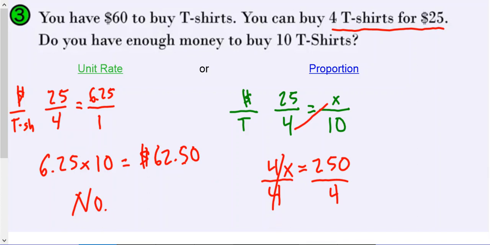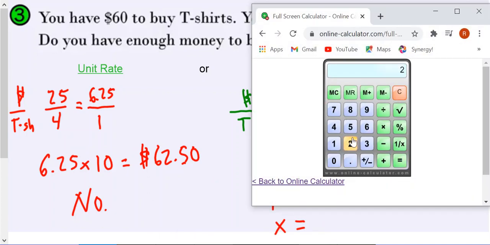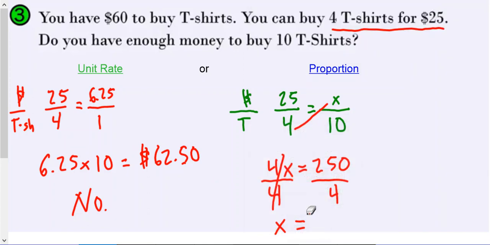This will cancel out. x equals 250 divided by 4, and that is 62.5. Okay, so that shows us that this is the cost for 10 t-shirts, $62.50. So no, we do not have enough money.